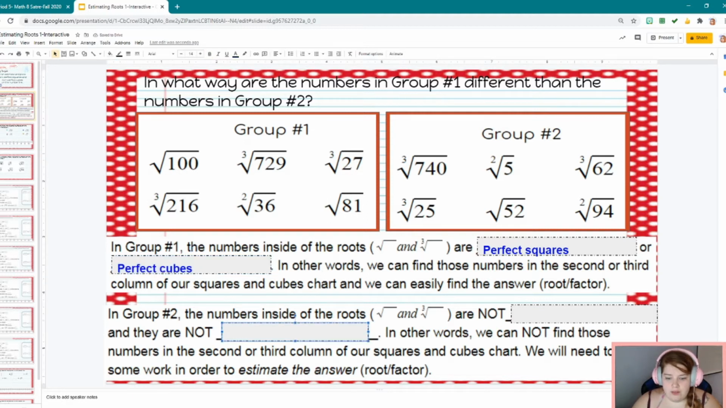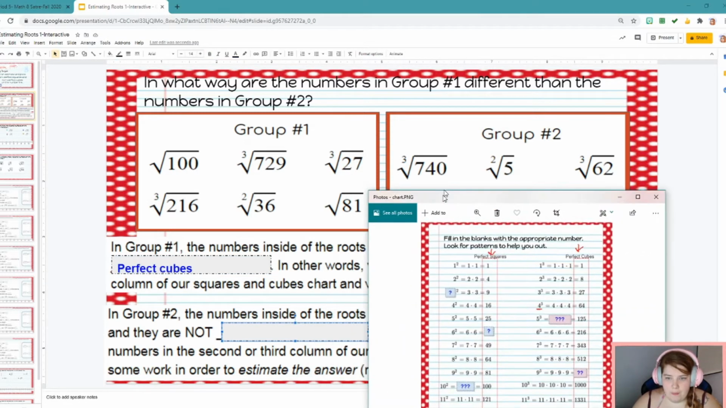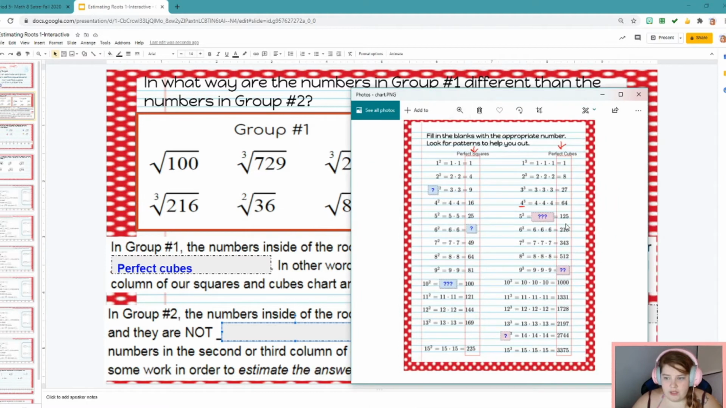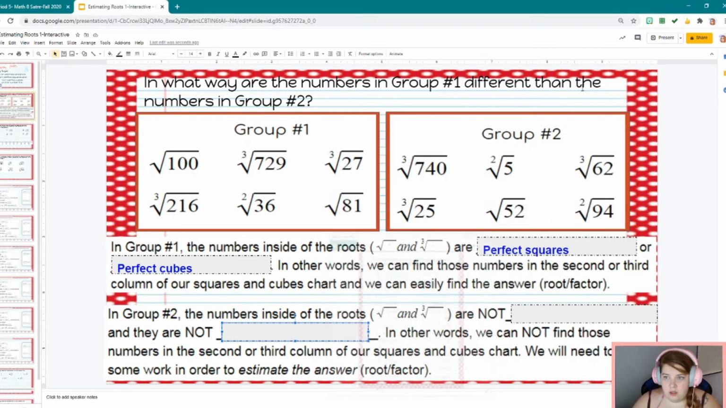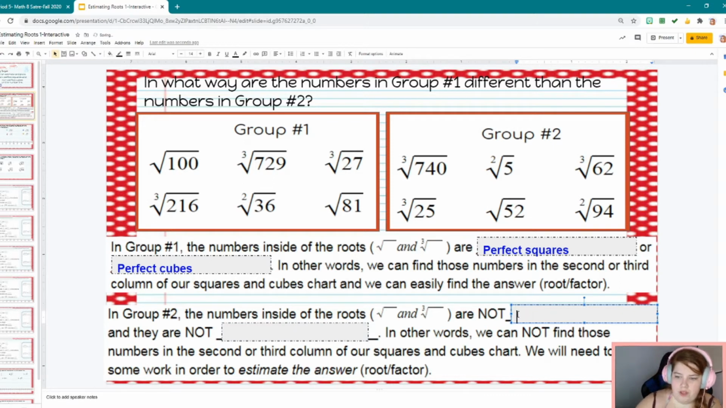So now look at this second list of numbers. 740 is not on my list. The square root of 5 is not on my list. 62 is not on my list. The cube root of 25 is not. So these are not perfect squares or perfect cubes.